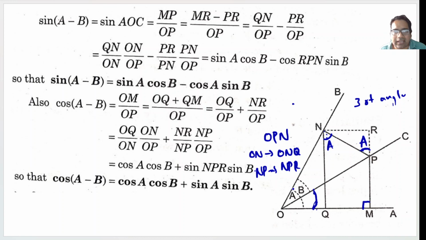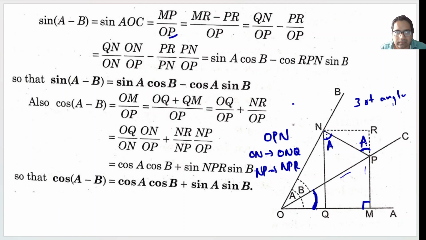Now what is sine A minus B? Sine A minus B is sine of this angle. What is the sine of this angle? This entire MP by OP, right? In this triangle OPM, which is also another, the fourth right angle triangle. We have figured out one, two, and three, and this is the fourth right angle triangle. The sine A minus B is PM by OP, that's what we have written. MP by OP.